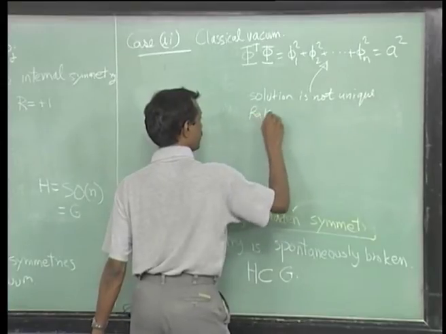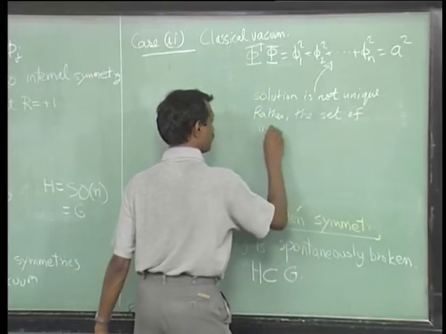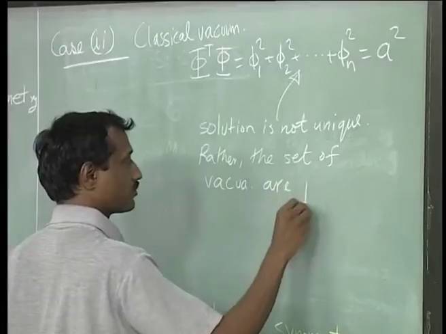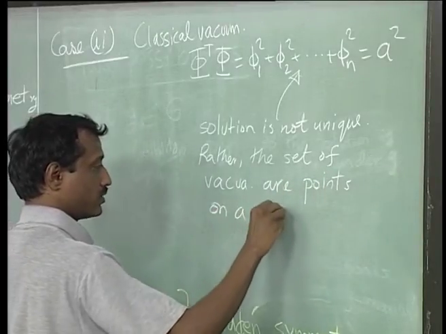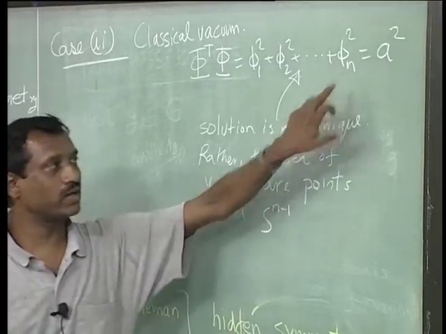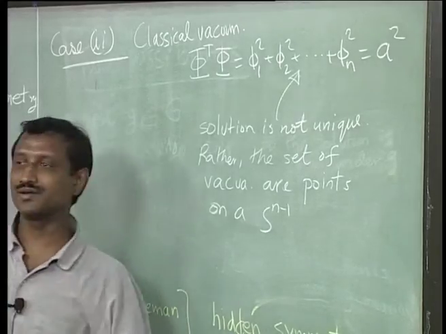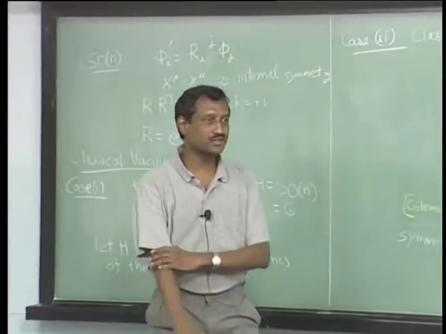Rather, the set of vacua are points on an n minus 1 dimensional sphere. Okay. Some of you may not know what this is, but if I put n equal to 3, you will see a normal 2 dimensional sphere, and if you take n equal to 2, you get a circle, and in higher dimensions, these are just natural generalizations of that.